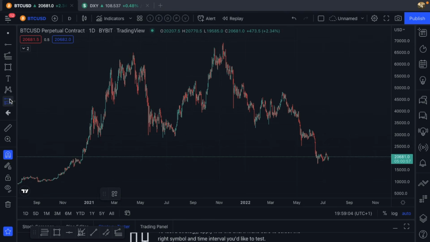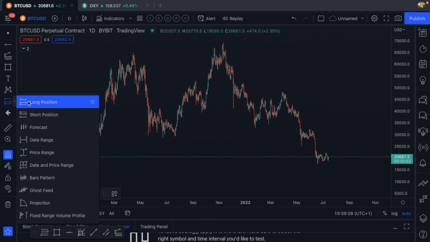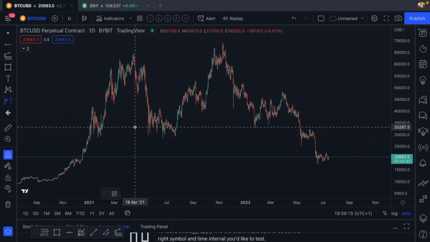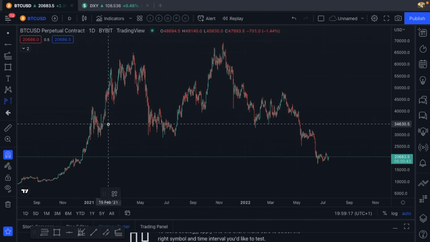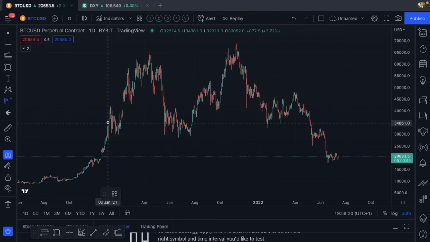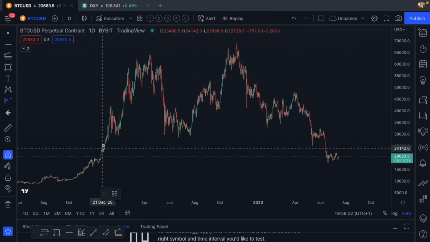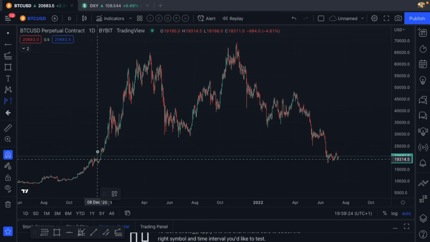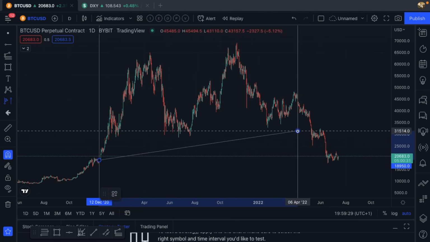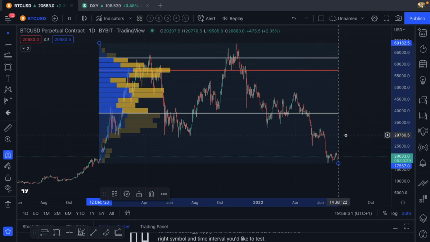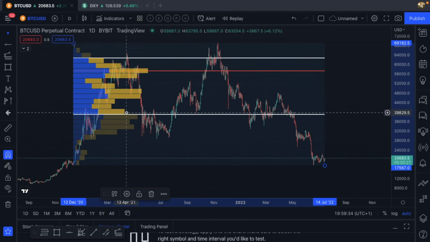You come in, generally this is going to be looking like long short positions, projections. We come to the bottom here, then we find our fixed range volume profile. It's a 2-click tool, and we're on the daily chart here, and I am just going to mark out this whole range from here, that's December 12th, all the way to present, and you see it gives you this sideways volume profile.